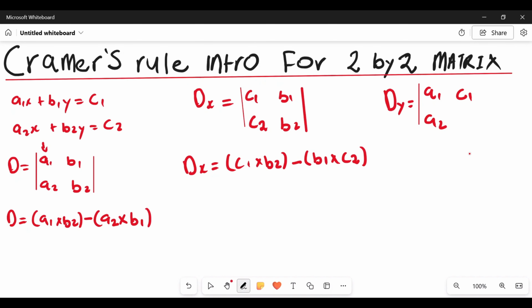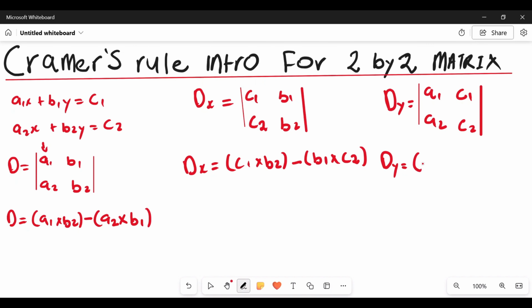1 on the first row, and then the constant from equation 2 on the second row there. This is what we do when we are calculating for dy, because on the second column it's actually the coefficient of y. As you can see from the original there, b1 and b2 are the coefficients of y, but this time around, since we are calculating the determinant for y, we substitute with the constants for equation 1 and equation 2.